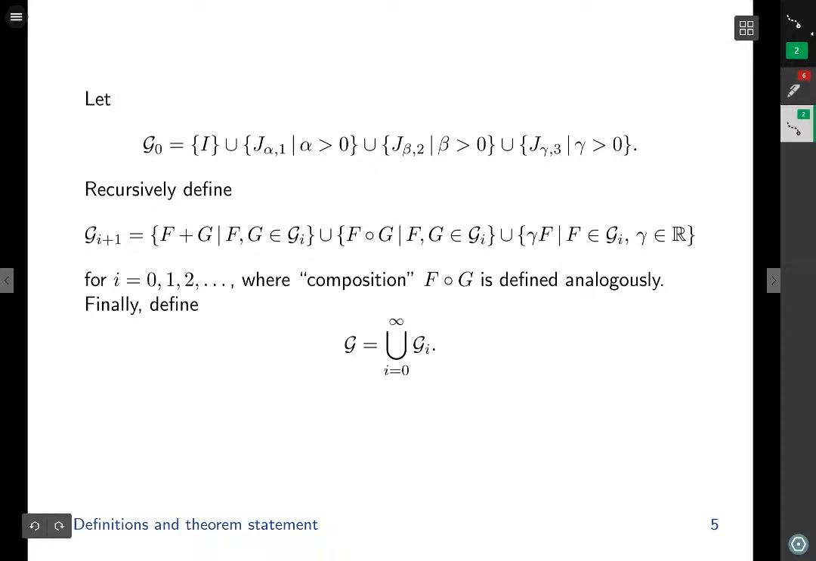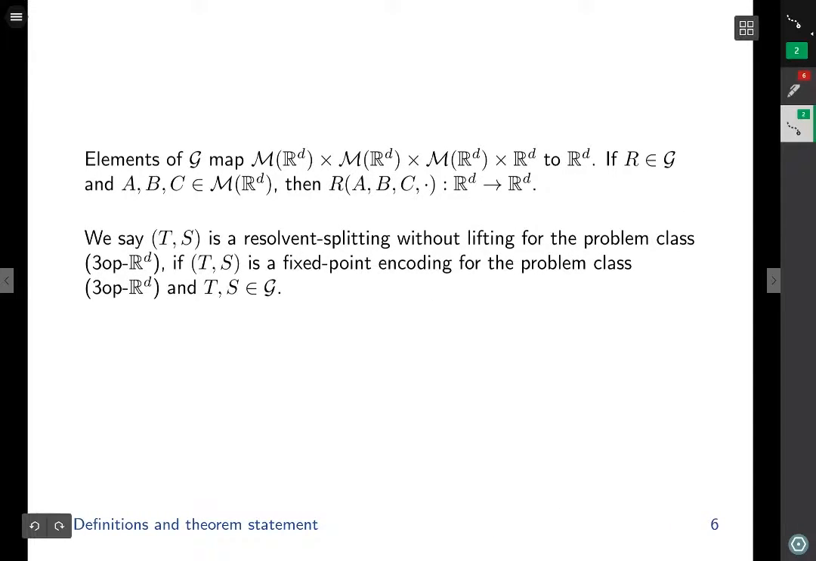Let G0 be the class of mappings that contains the identity mapping and the resolvent evaluations with respect to the first, second, and third operators. Recursively define G i plus 1 as the class of mappings obtained by addition, composition, and scalar multiplication of mappings from the previous class G i. Finally, define the class G as the union of all G i's. Elements of G map an operator and a vector to a vector. If a mapping R is a member of class G, and operators A, B, C are maximal monotone operators on R^D, then R with the operators A, B, and C fixed is a mapping from R^D to R^D.